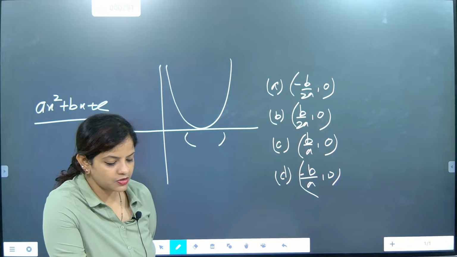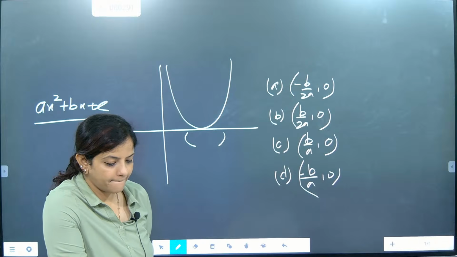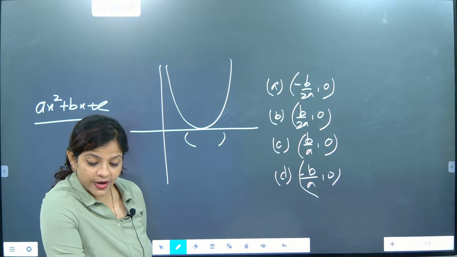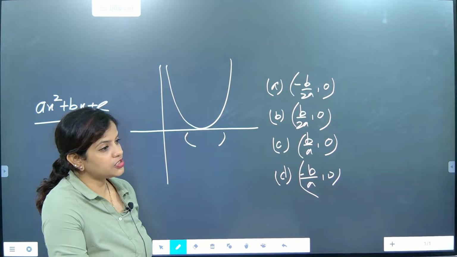I gave options also. Perfect square. Remember the perfect square logic.